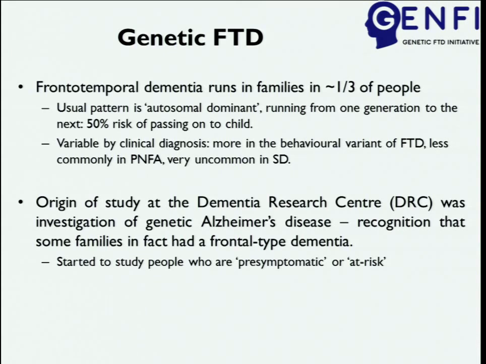And so what we've done over many years is start to study people who are in this pre-symptomatic period, or who are at risk of developing FTD. That means that they are children of somebody who has genetic FTD, and that means they are at 50% risk of developing it.